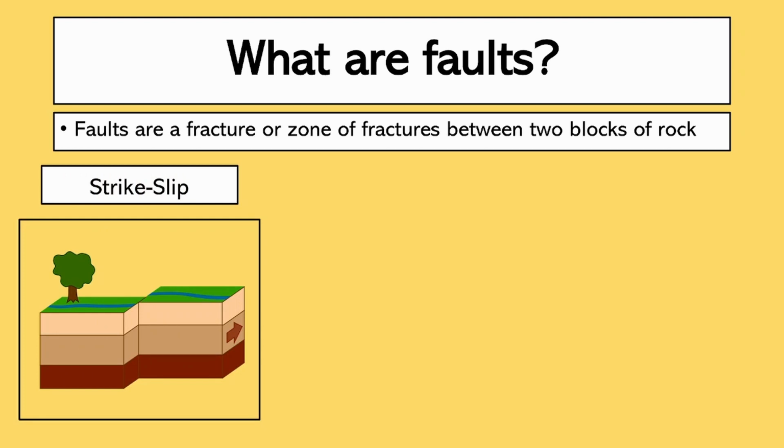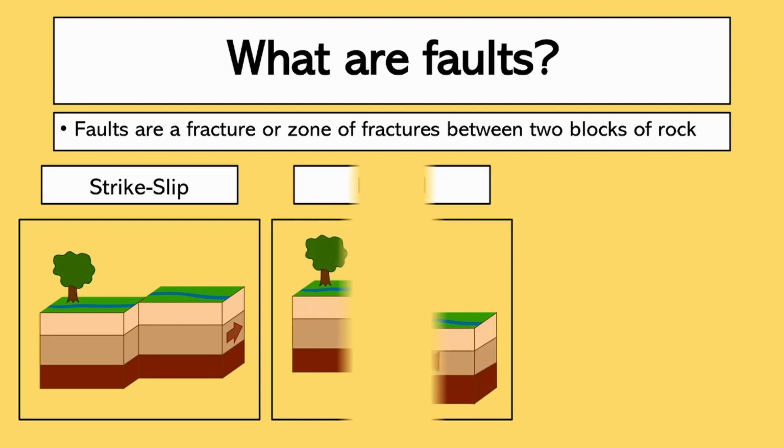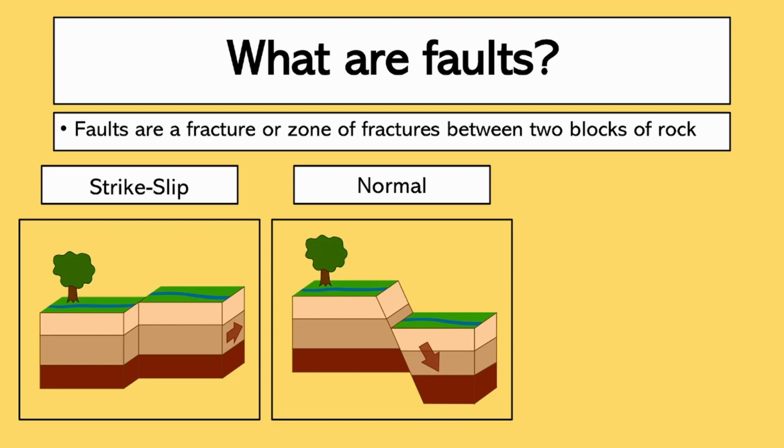The first one is called a strike-slip fault. We see this a lot more with the transform plate boundaries, and you can see this in the image on the left by the direction that the plates are going. They're going side to side against each other, sliding against each other in opposite directions. That's a strike-slip fault, and you see those mostly with transform plate boundaries.